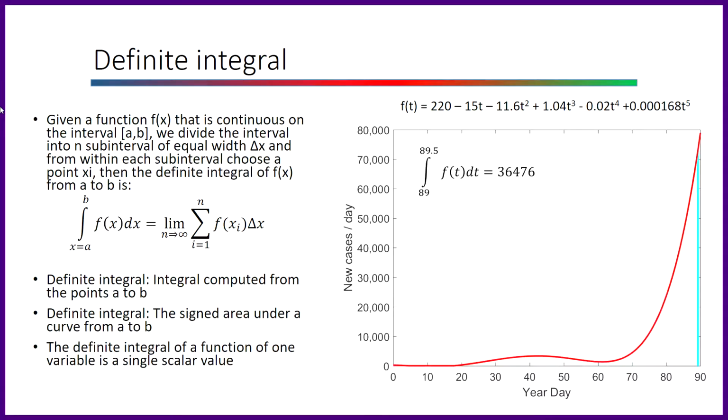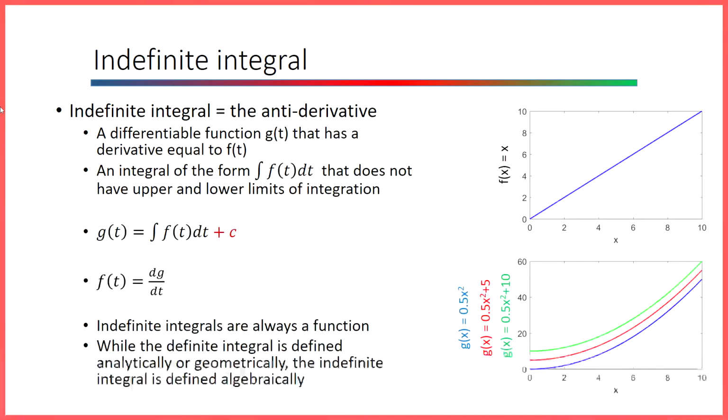From our standpoint, however, trying to understand integrals, one of the most important things to remember is that all of these definite integrals gave us numbers back as their results. Next, we'll move on to talking about the indefinite integral. An indefinite integral is the same thing as an antiderivative. It is a differentiable function, g of t, that has a derivative equal to another function, f of t.